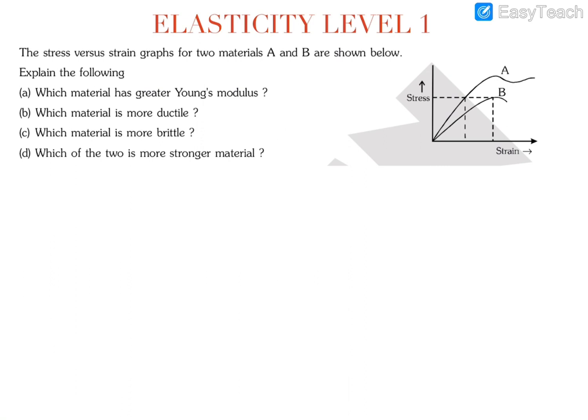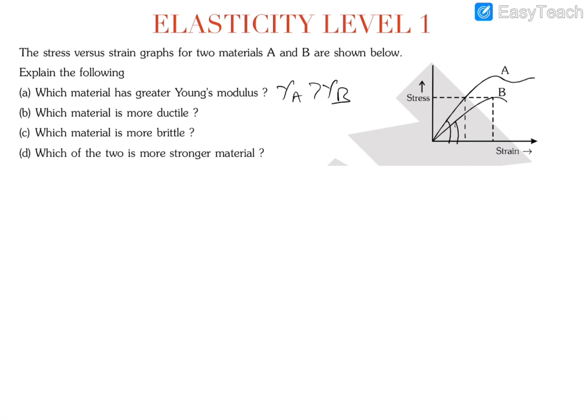We can see that stress upon strain is Young's modulus (gamma), and therefore the slope of this stress-strain graph is gamma. So the slope of A is greater than the slope of B. You can see that this angle is bigger than this angle. So the slope of graph A is greater than the slope of graph B, and we can say the Young's modulus of A is greater than the Young's modulus of B.